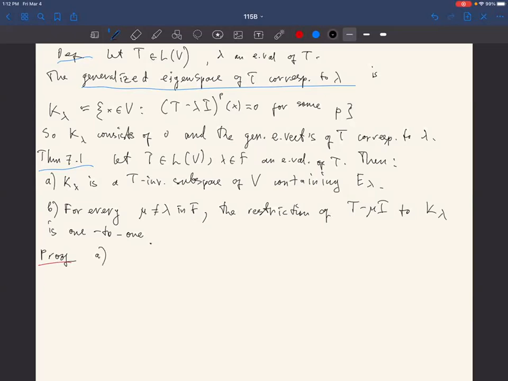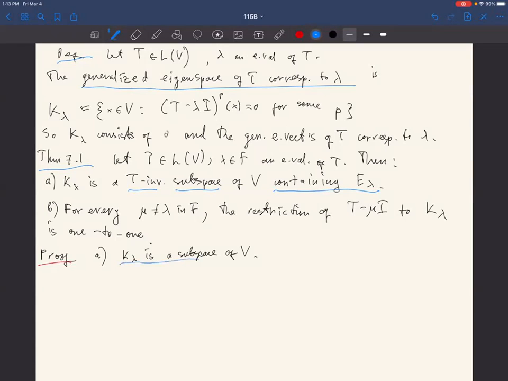Part A first. Okay. So there are several claims here, right? We are saying that it is a subspace, it is T invariant, and it contains E lambda. We have to check each of these three things. So part A, first let's check that K lambda is a subspace of V. Okay, so this is the first claim.